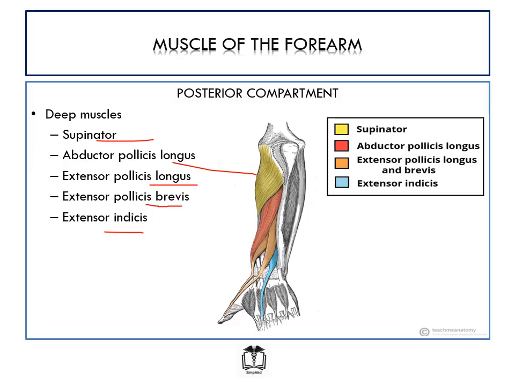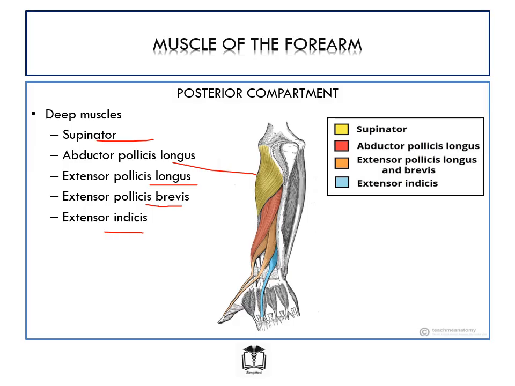Then we move to the extensor pollicis brevis. This is a muscle that originates from the interosseous membrane and distal radius, as shown in the image. You can see it in orange. It is innervated by the radial nerve, just like every other muscle in the posterior compartment of the forearm, and it is involved in the movement of extension of the thumb at the metacarpophalangeal joint.